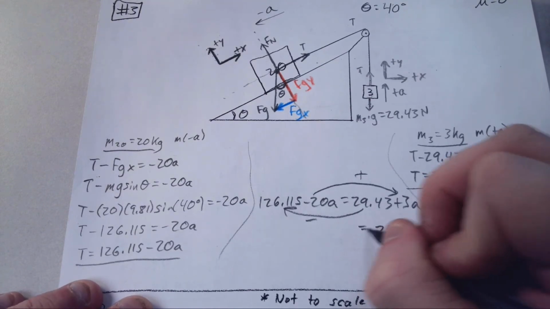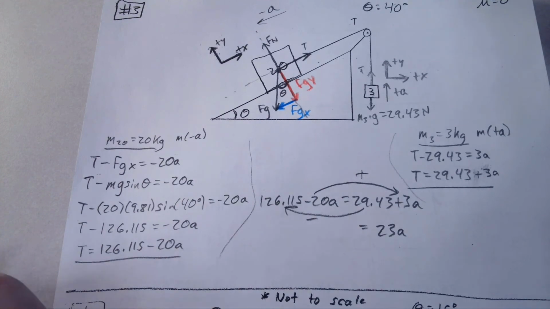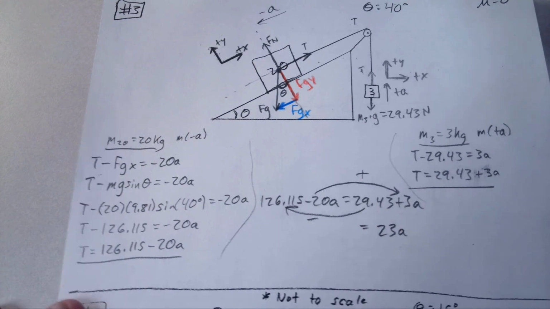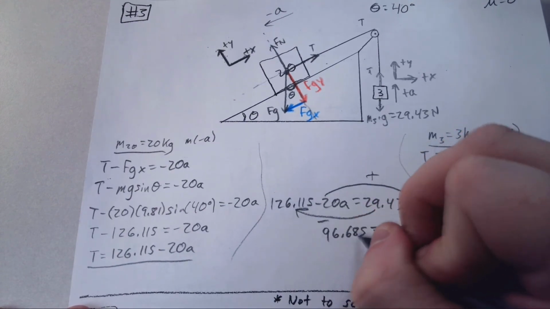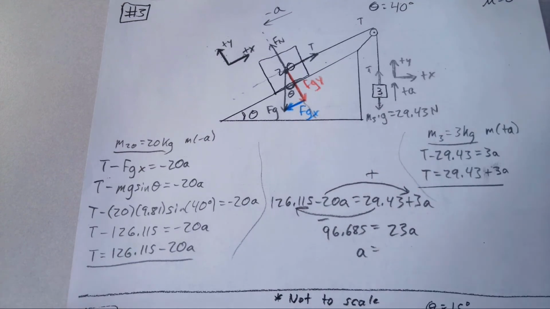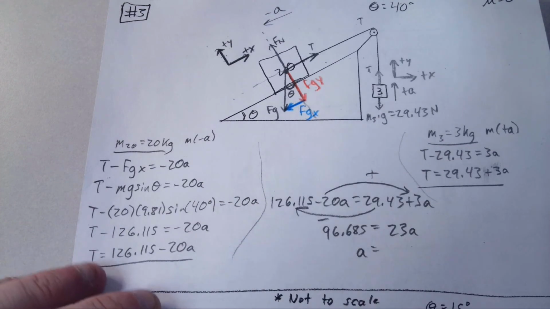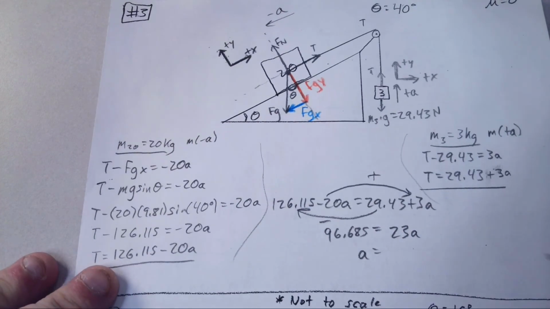So this becomes 23a equals 126.115 minus 29.43. I'm rounding a little bit differently, just trying to be as accurate as I can here. That's 96.685, where the acceleration comes out to 4.204.